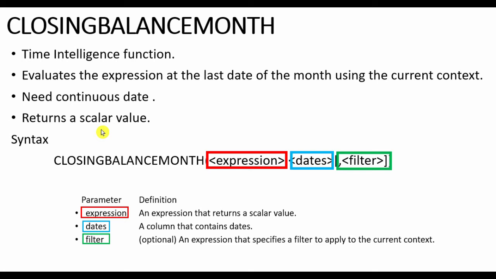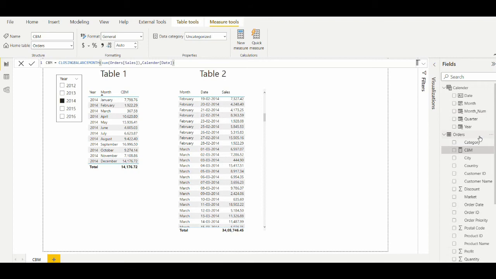It returns a scalar value. Syntax: CLOSINGBALANCEMONTH(expression, dates, [filter]). The expression returns a scalar value, dates is the column that contains dates, and filter is optional. We can understand CLOSINGBALANCEMONTH with an example.